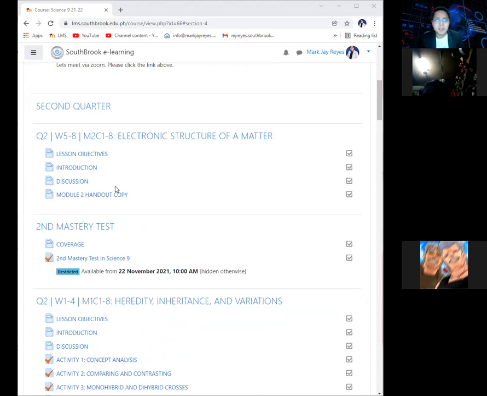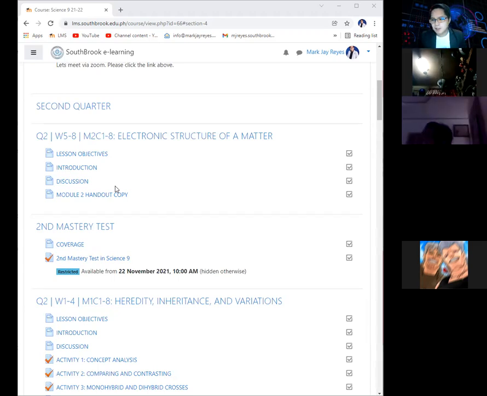What's with the electronic configuration, the electron configuration, the electronic structure of a matter? This is more on the chemicals, the sharing of electrons. How do these chemicals interact? Like the chemical reactions that are actually happening when you mix the different chemicals. What are the chemical compositions and so on? So these are the discussions under electronic structure of a matter, okay, the orbitals and so on.